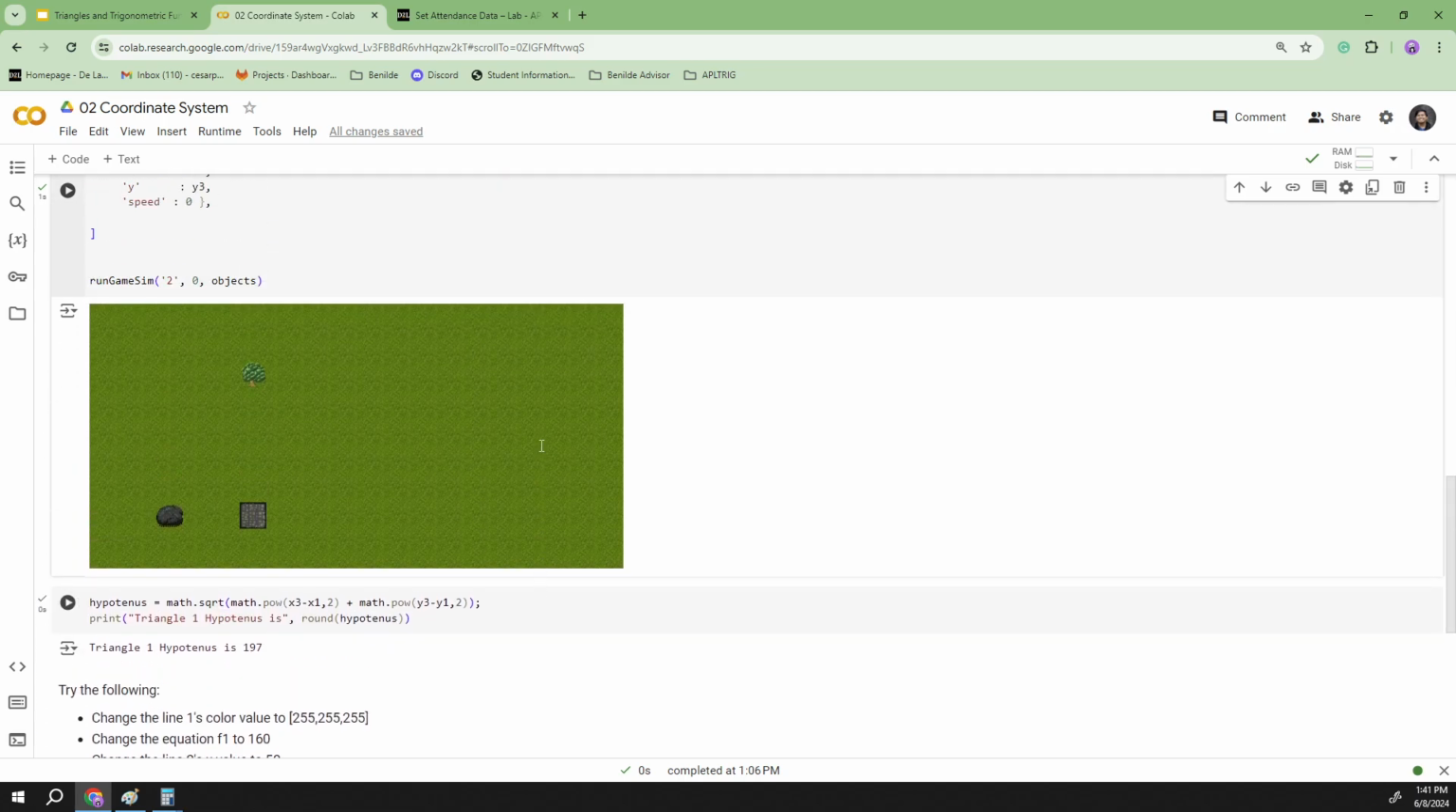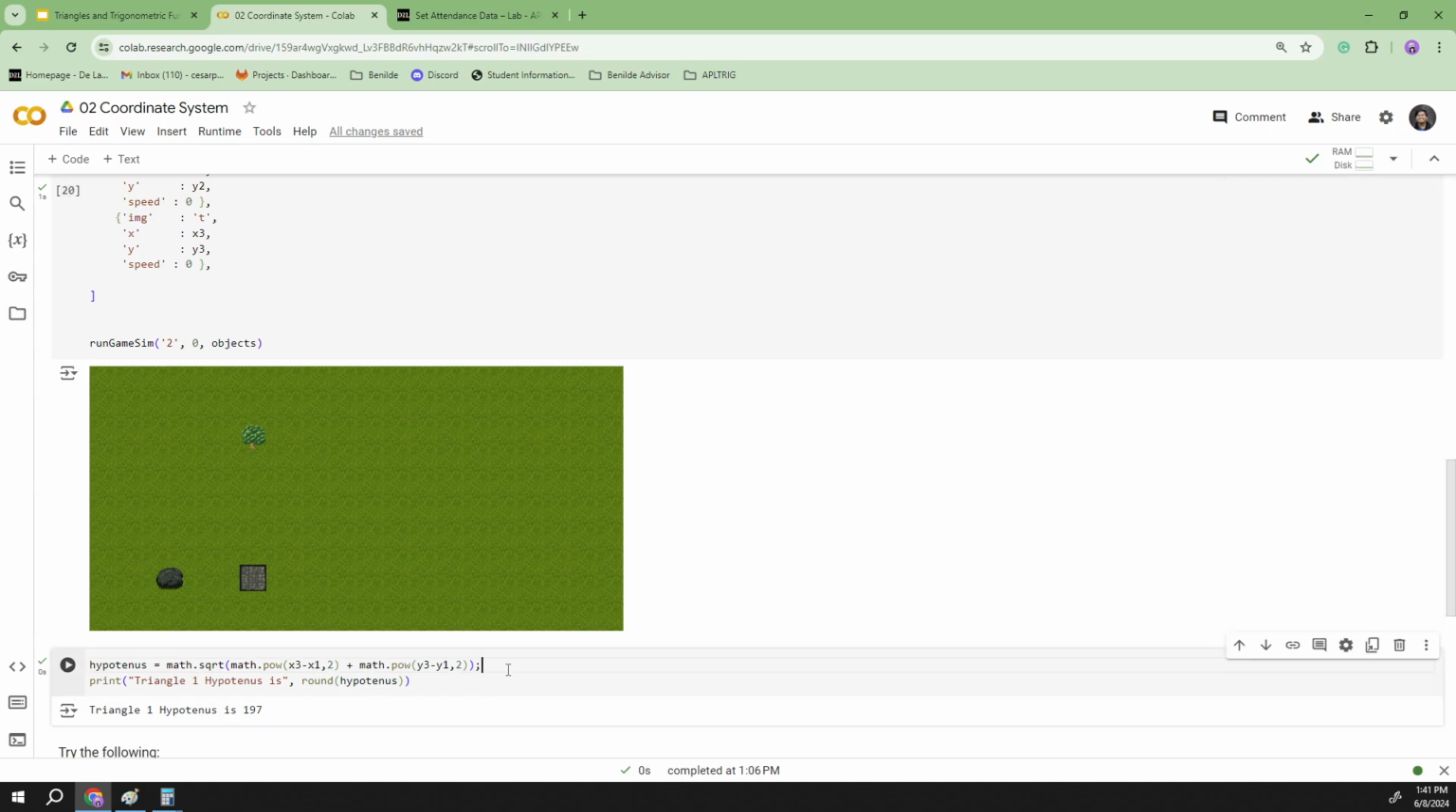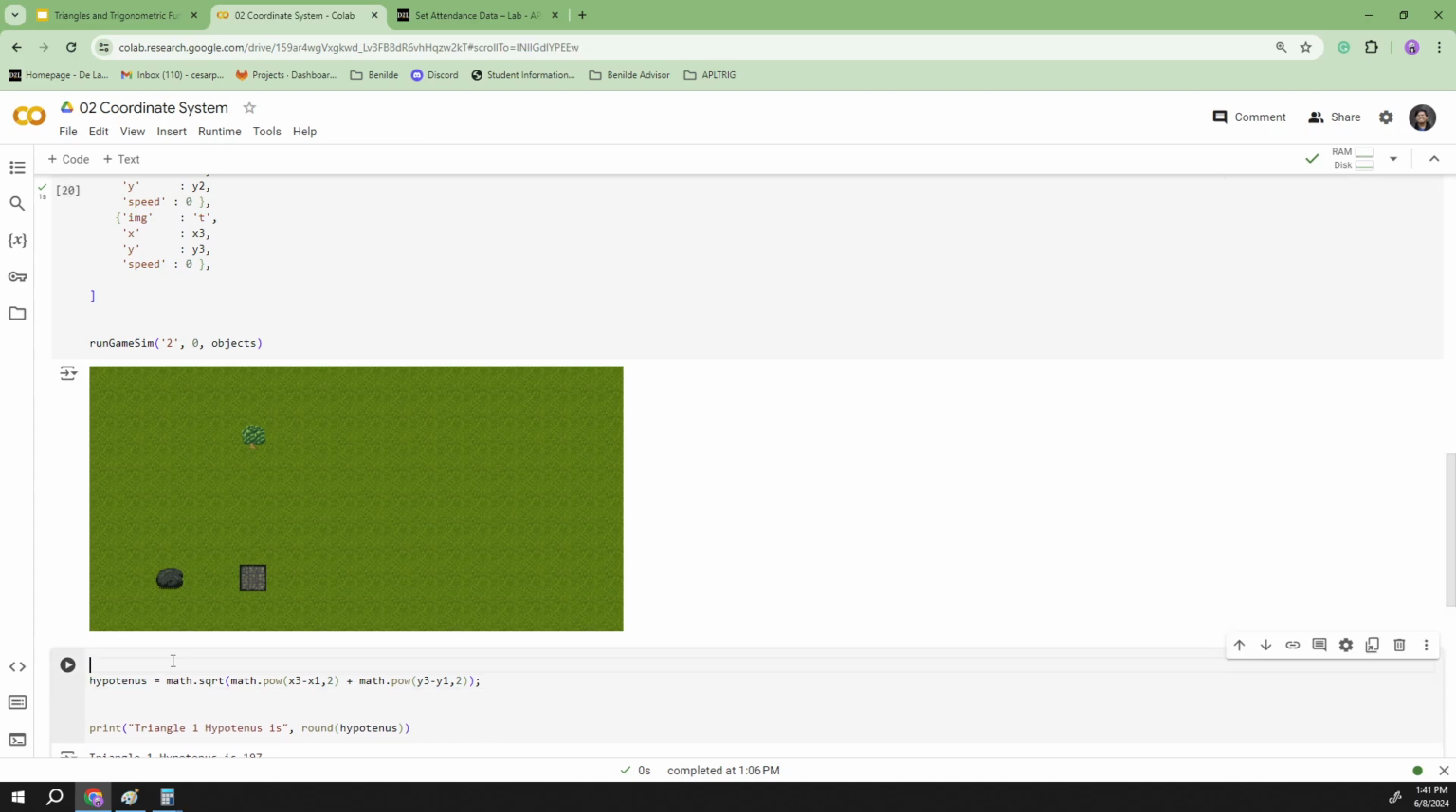So kapag code, the formula in code, it kind of looks like this for the distance formula. You have the square root of the power of 2 of x3 minus x1, given the 2 points, plus yung y3 minus y1 squared. Okay, so this is what it looks like sa code.